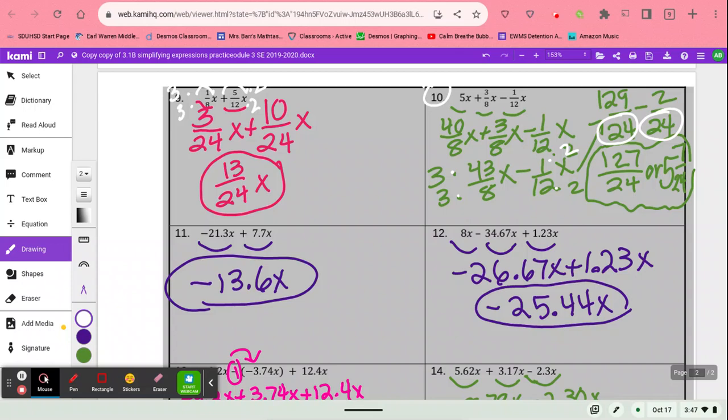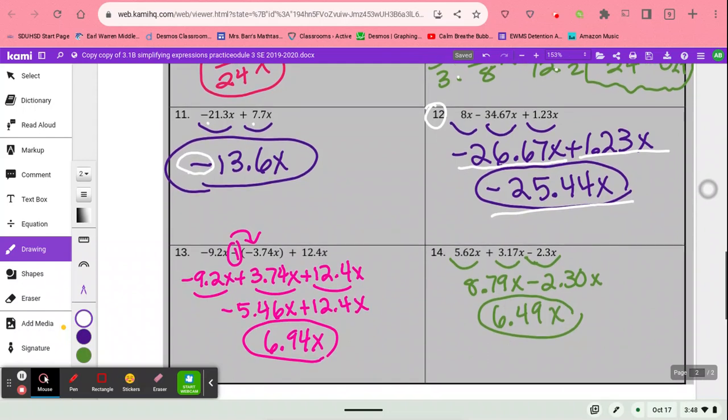Taking a look at 11, we are just combining like terms. Notice I have a bigger negative than a positive, so we want to make sure our final answer is negative. On looking at 12, we have 8x, take away 34.67 x's, which gets you to negative 26.67x. Then when I add in 1.23 x's, I get negative 25.44x.